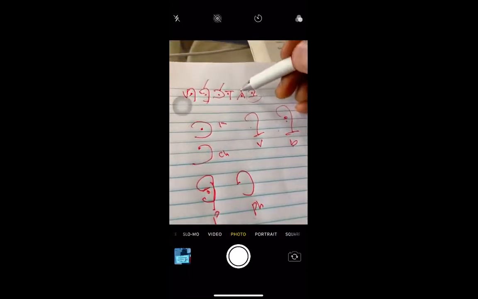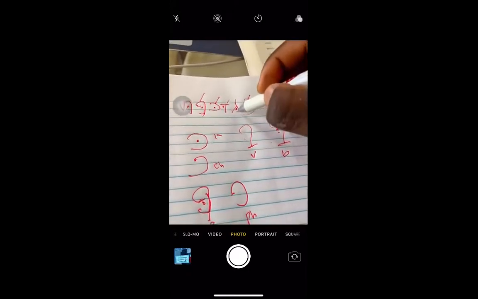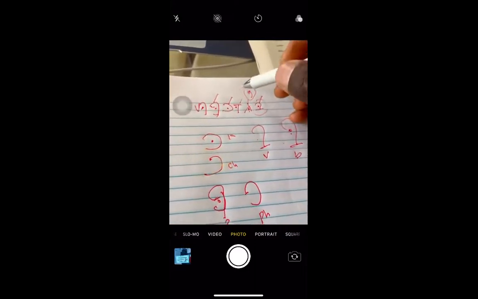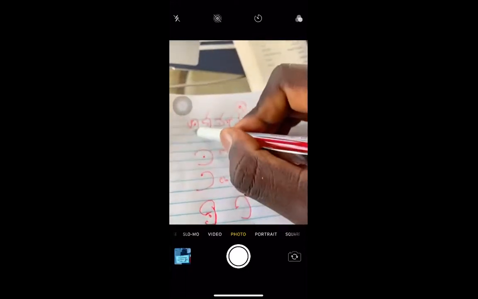But the next three are the same. No matter whether you see the dagesh or not, the gimel is still g. The dalet is still d. And the tav is still t.